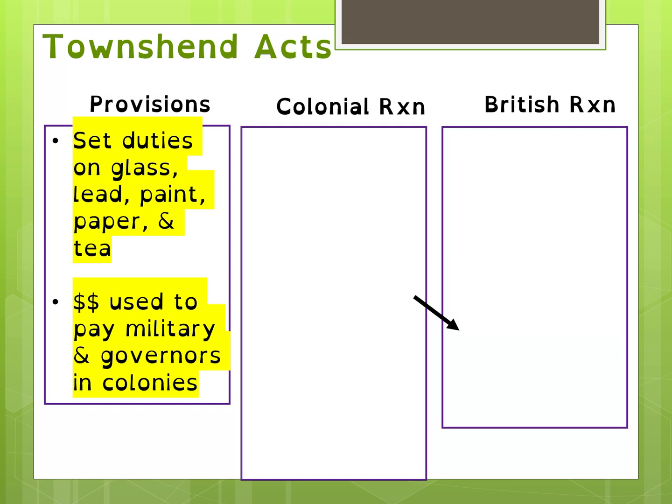And the money that is collected through these taxes is going to be used to pay the military that is necessary to be in the colonies because of all of the protests. The Sons of Liberty are escalating their attacks and their terrorist behaviors. So the British government feels like they have to have a military over here to keep the peace. And they, of course, have governors over here in the colonies. So the money that is collected through these taxes is going to be used to pay those governors and the military that is now stationed over here in America.